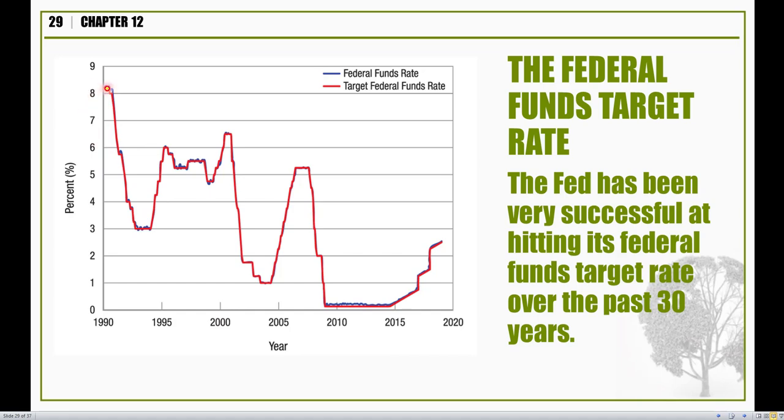So if the target tells the Federal Reserve to lower the federal funds rate, they're going to conduct these open market operations in order to influence the actual federal funds rate down. If they want to raise the rate, they're going to influence it by conducting these open market operations once again. So essentially, when they buy bonds, when they conduct an open market purchase, they push interest rates down. And when they sell bonds, interest rates are pushed up. We'll go through this channel in the next video. But as you can see from these lines being superimposed on one another, the Federal Reserve is very successful at doing its job and hitting its federal funds rate over the past 30 years.